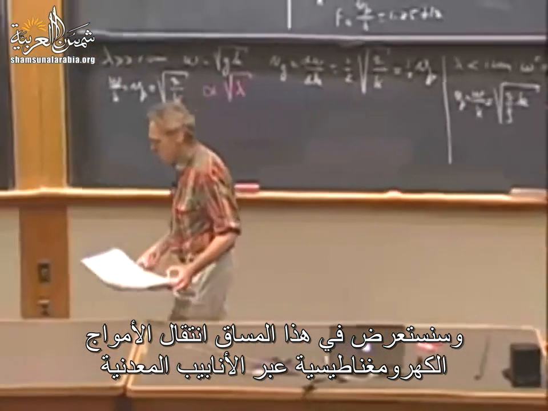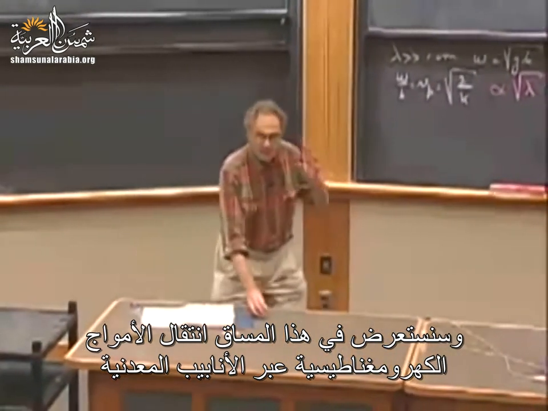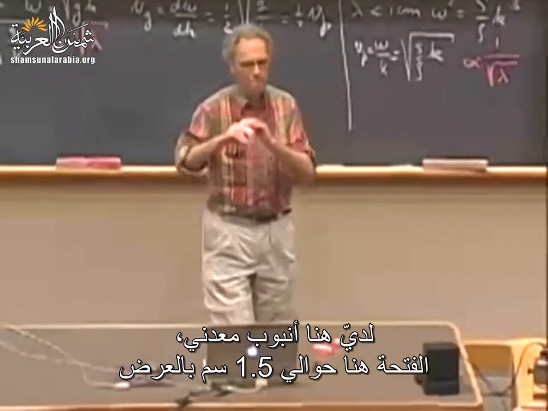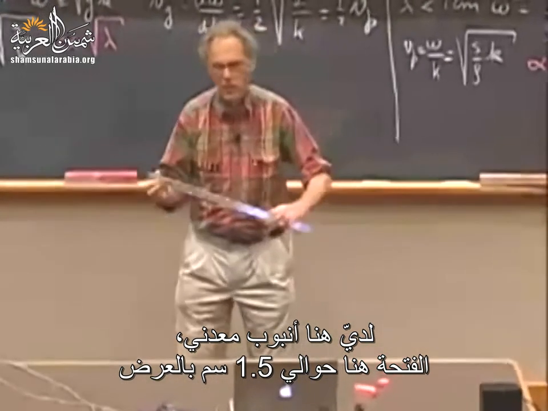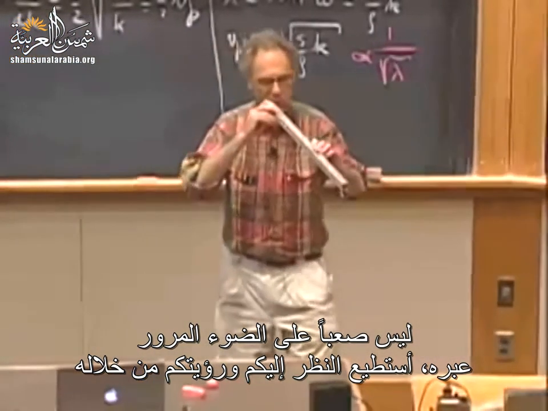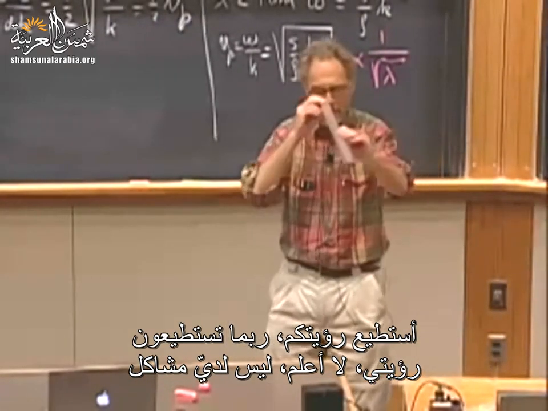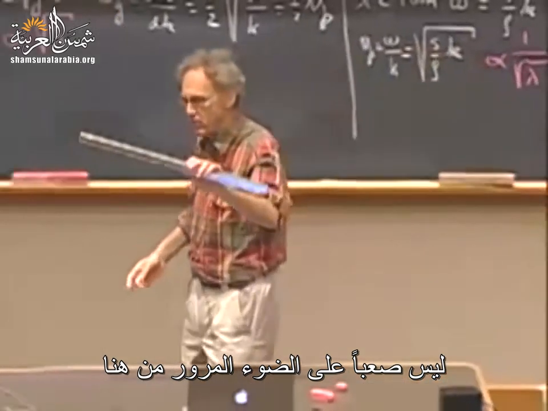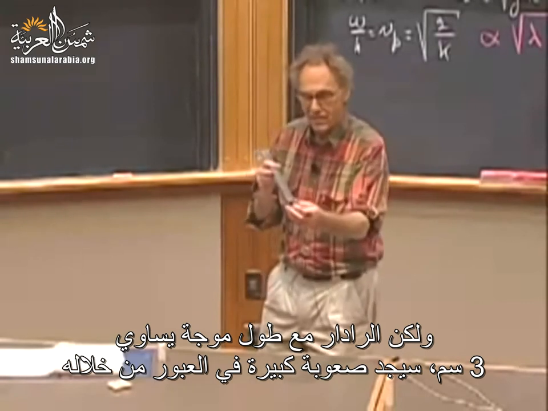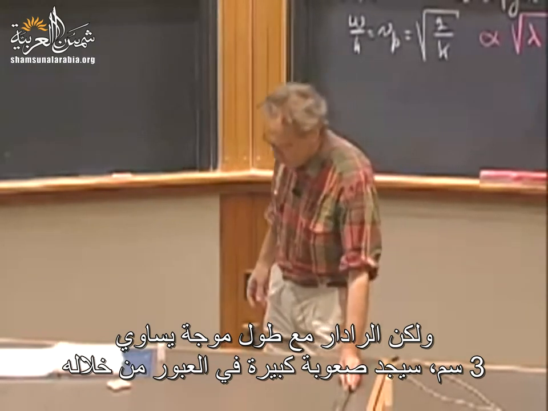We will also explore in 8.03 the transport of electromagnetic waves through metal pipes. We call them waveguides. Here I have a metal pipe. The opening here is about 1.5 centimeters across. Light has no difficulties getting through. I can look at you, and I can see you. You may be able to see me, I don't know. I have no problems. Light has no difficulty getting through here. But radar, with a wavelength of 3 centimeters, would have great difficulties getting through here.